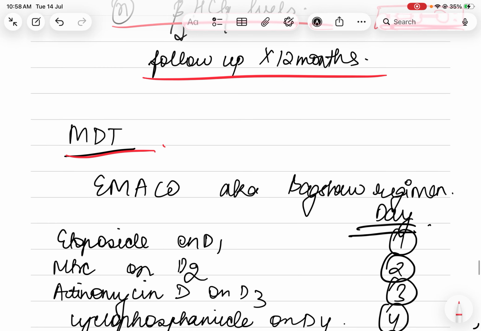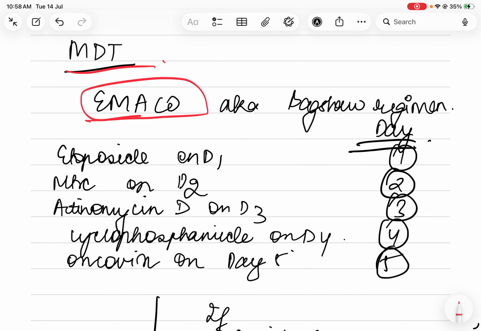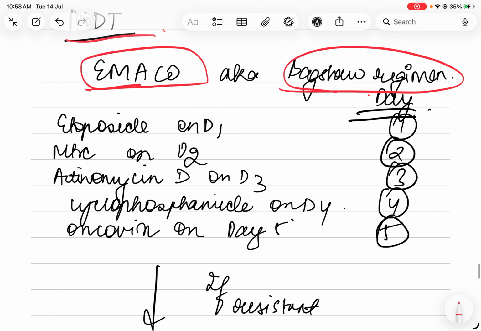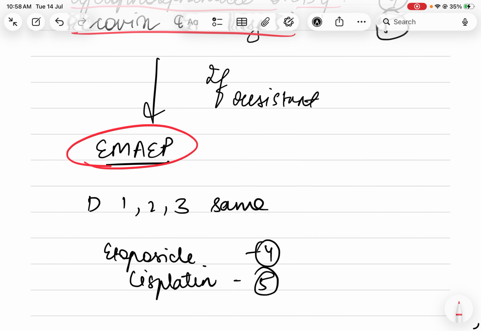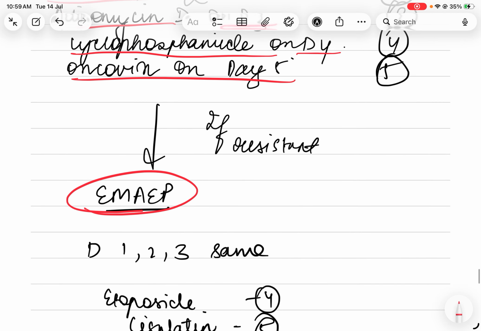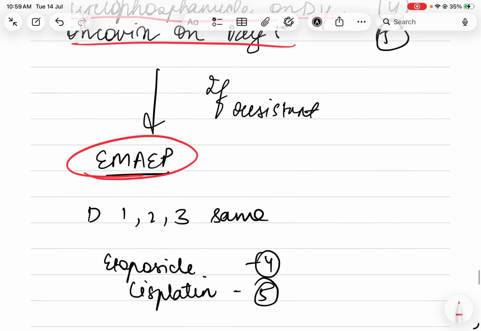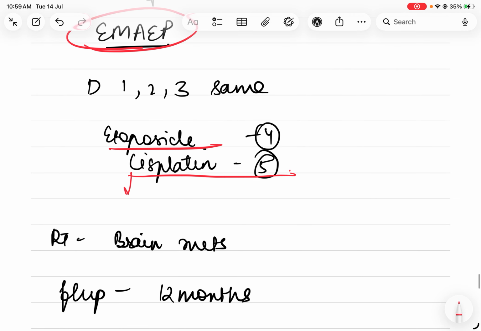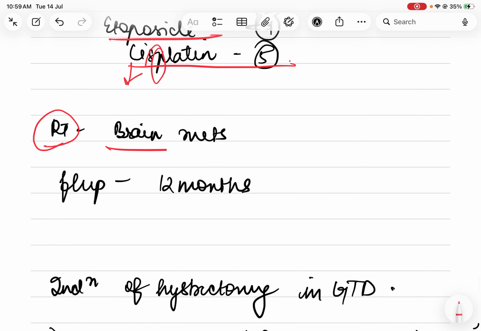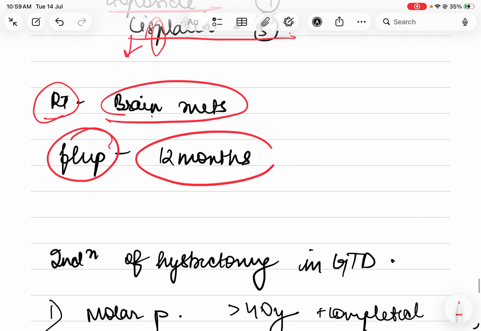Okay, now multi-drug therapies: the EMACO regimen, also called the Bagshawe regimen. This is if there is no resistance. Etoposide on day 1, methotrexate on day 2, actinomycin D on day 3, cyclophosphamide on day 4, Oncovin on day 5. If resistant, EMAEP. Okay. Day 1 to 3 remain the same, but EP is etoposide and cisplatin. You have to remember that C is not used for cisplatin, P is used for cisplatin. Okay. Radiotherapy for the brain mets and follow up for 12 months.